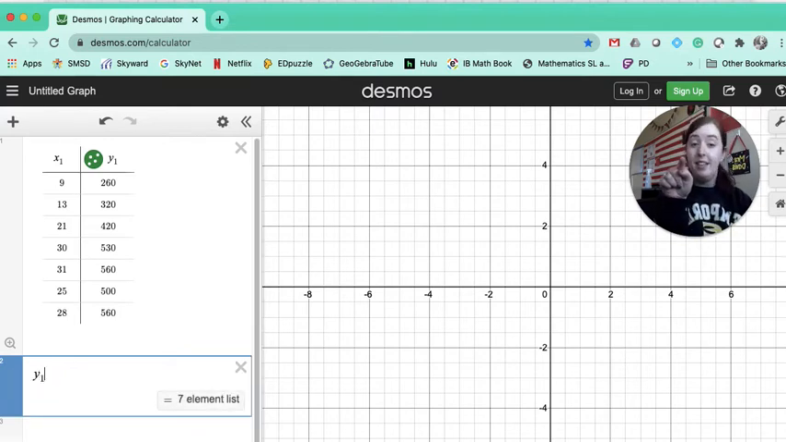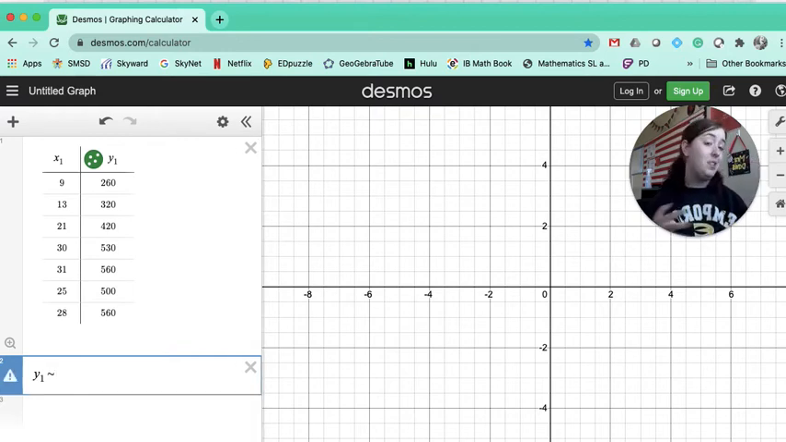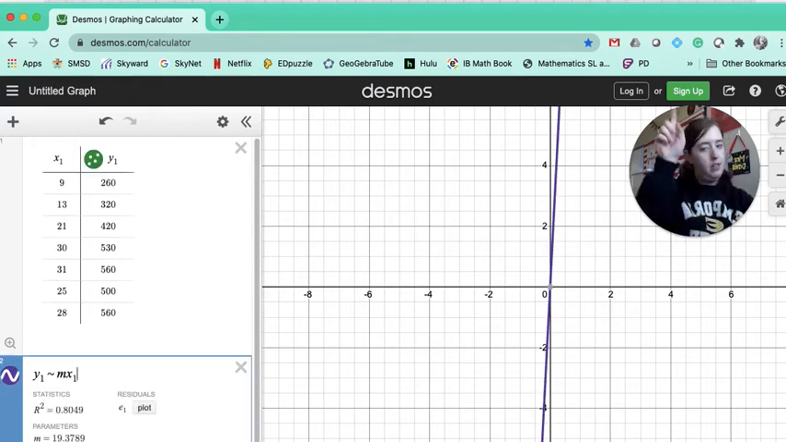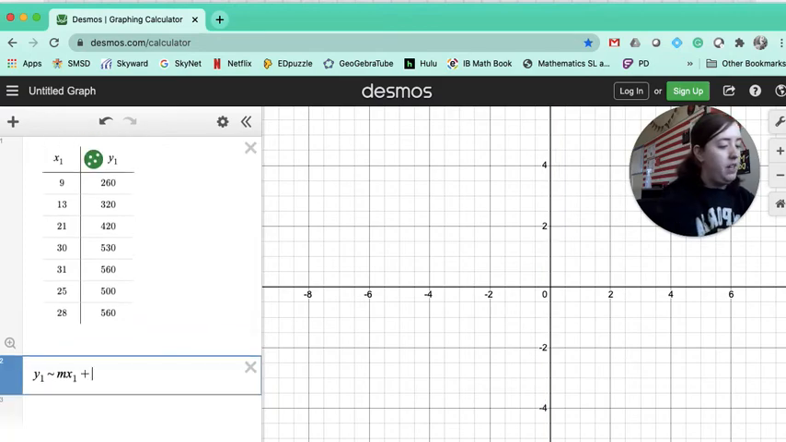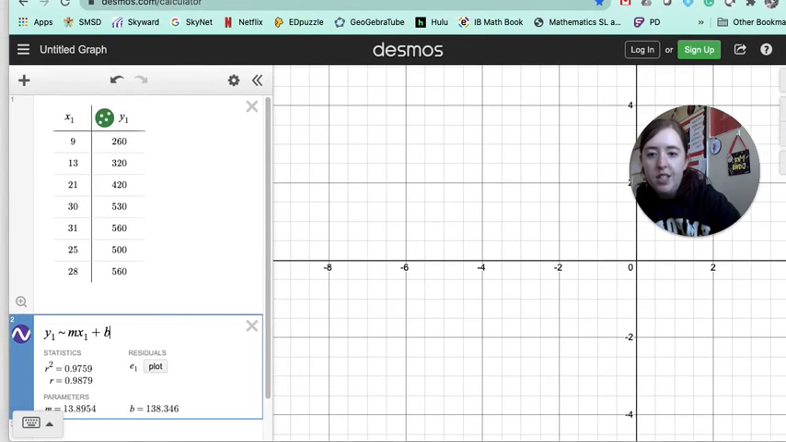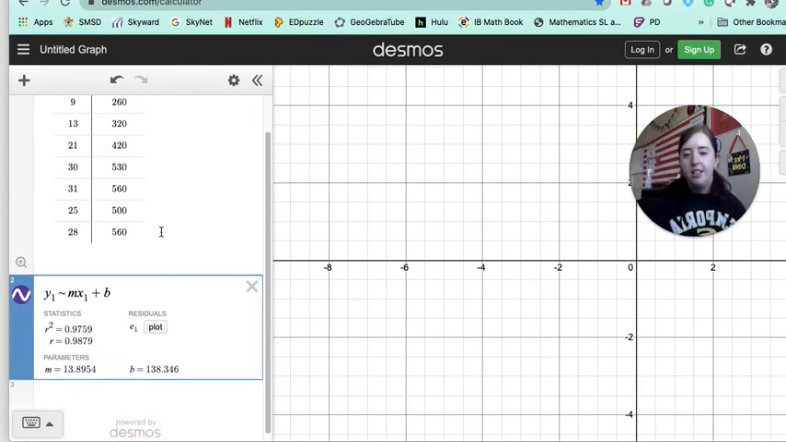Now just typing the number 1 will put it down as a subscript. You don't need to do anything silly. Now instead of an equal sign, we're going to use a tilde. And then I want mx plus b. So I'm going to have m x1, remember it does the 1 on its own, and then plus b. Now it gives us a few pieces of information here. It tells us that m should be 13.9, and it tells us that b should be 138.3.